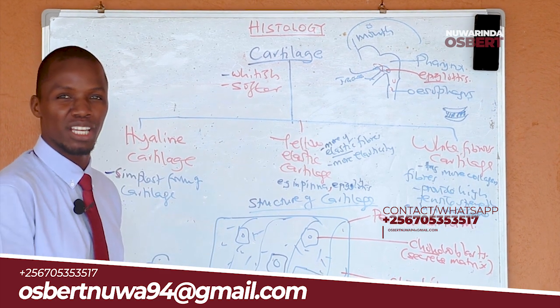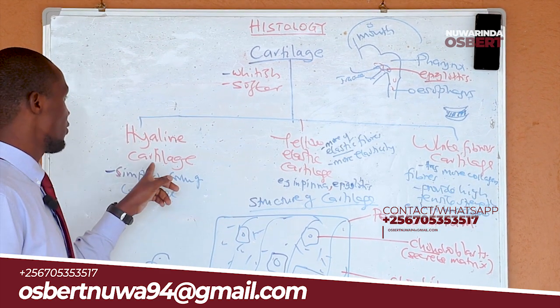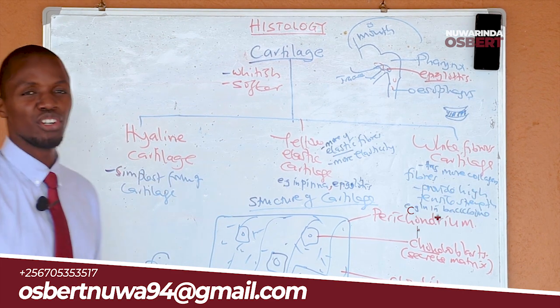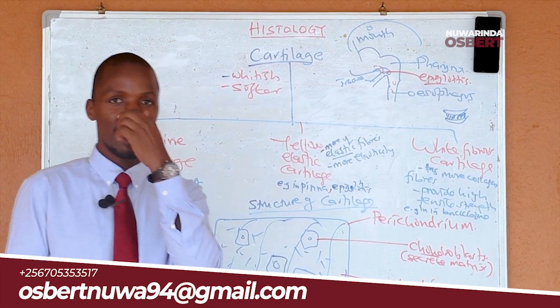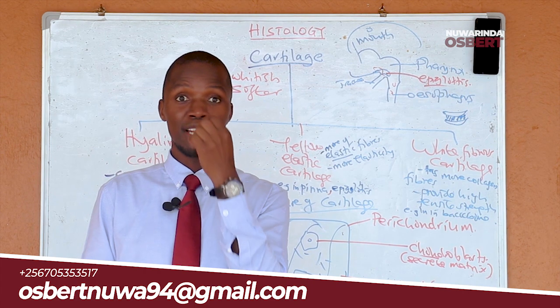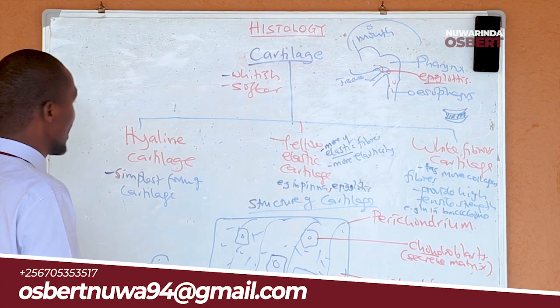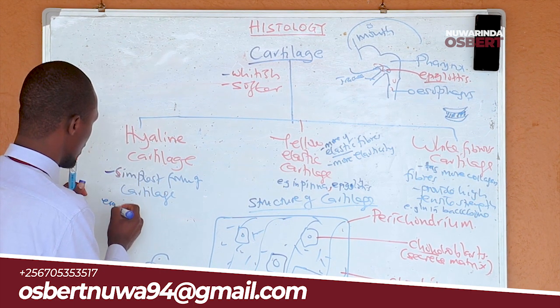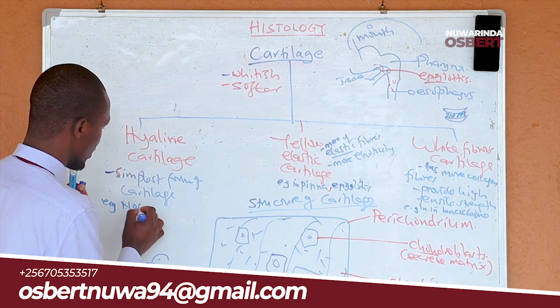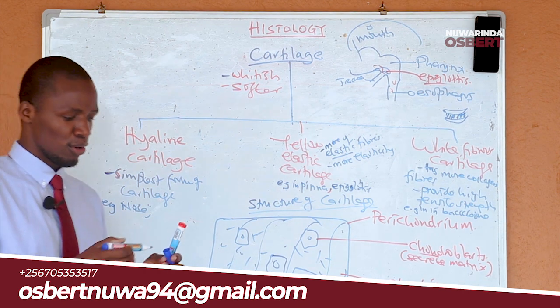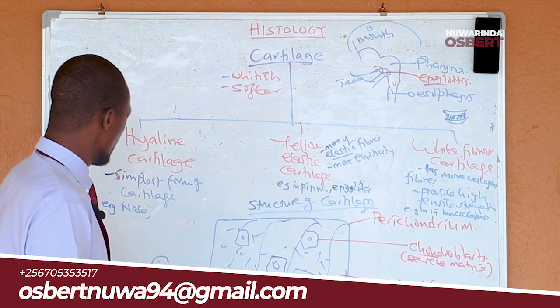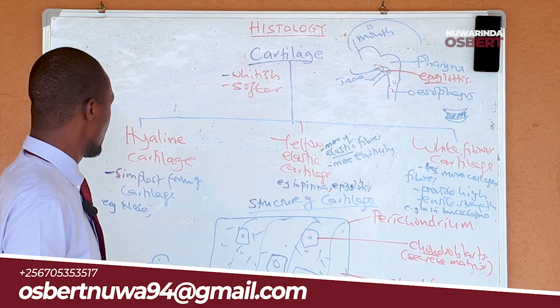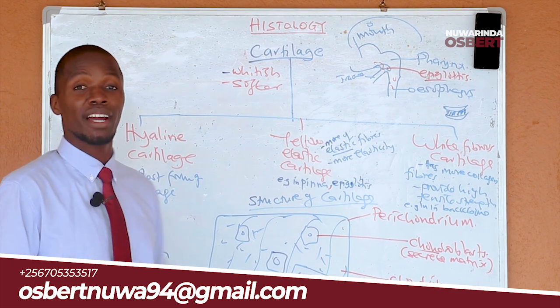Now somebody might be saying, Sir, how come you have not given us examples? For example, hyaline. Now, this hyaline cartilage, you know, is also in your nose. Yes, here in the nose, we also have some cartilage. So the hyaline cartilage is found in areas like the nose. It is also found in areas like the trachea.